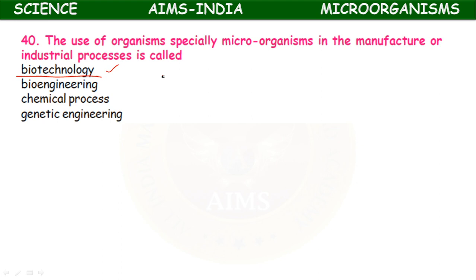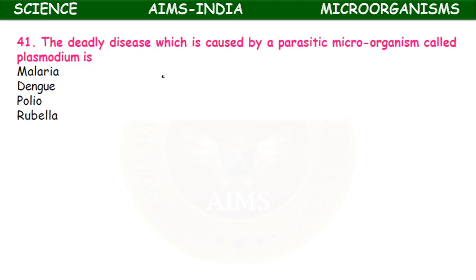This technology is used. The deadly disease which is caused by a parasitic microorganism called Plasmodium is. Plasmodium is a protozoan parasite which causes a disease. What is the disease? Malaria, dengue, polio, rubella. Okay, except malaria, the remaining 3 are viral diseases. The protozoan diseases are malaria and amoebic dysentery. Okay, which we are very familiar with.